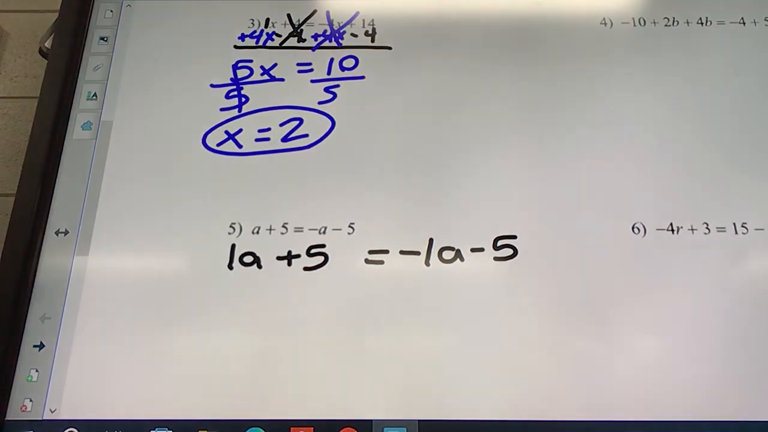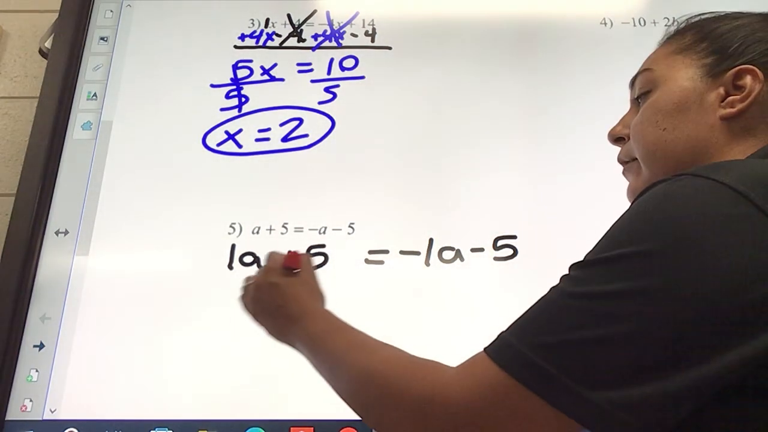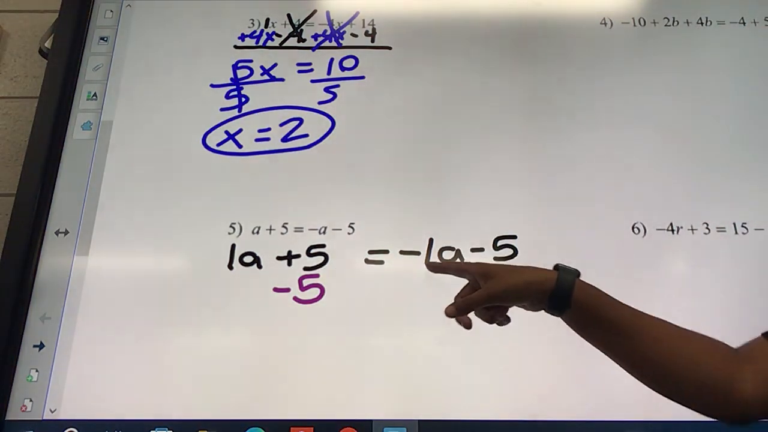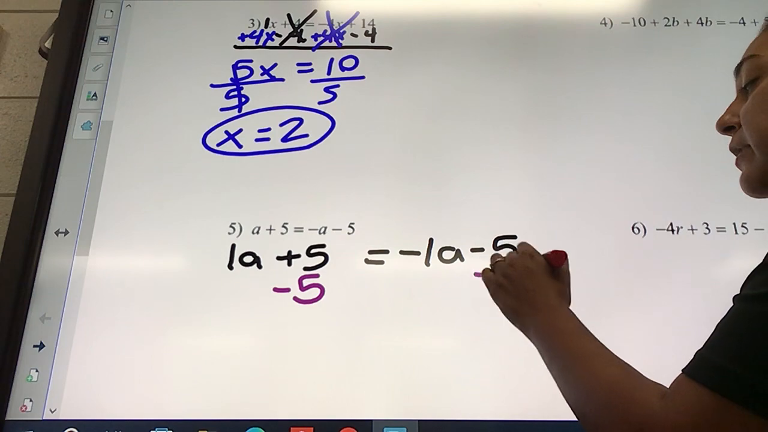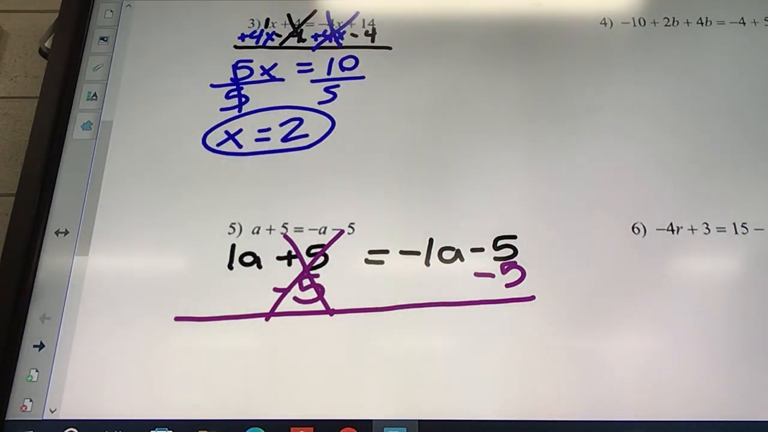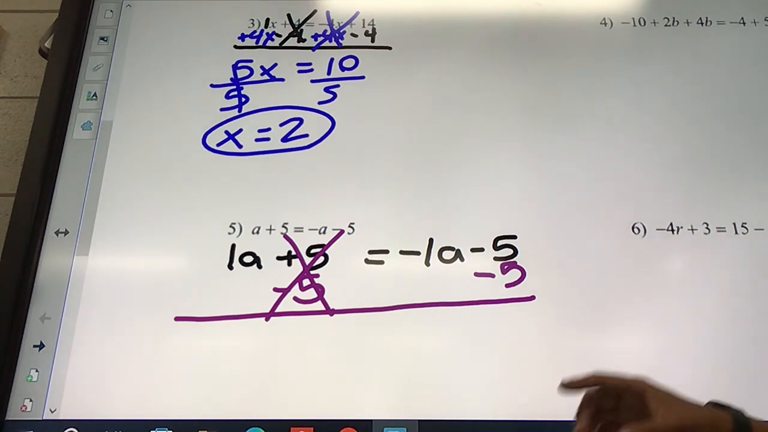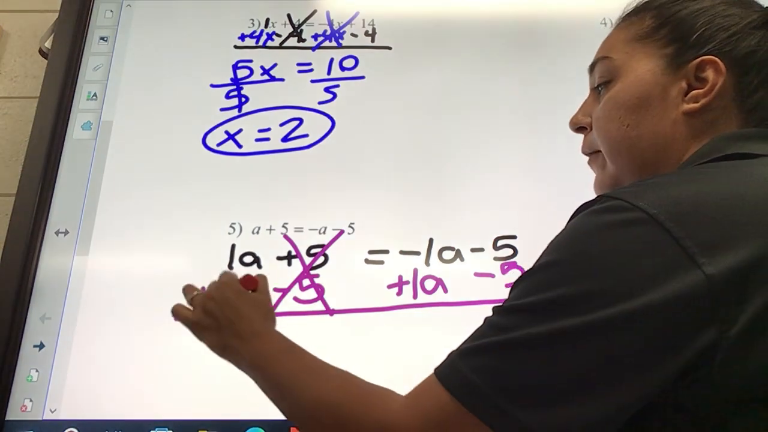Okay, what about this 5? That's a number, so we're going to move it. And what's it going to get put underneath? Under the 1A or the 5? Under the 5. So we're gonna say minus 5. What else needs moved? The A. 1A. Which one? The negative one. Yeah, so we're gonna say plus 1A, plus 1A.